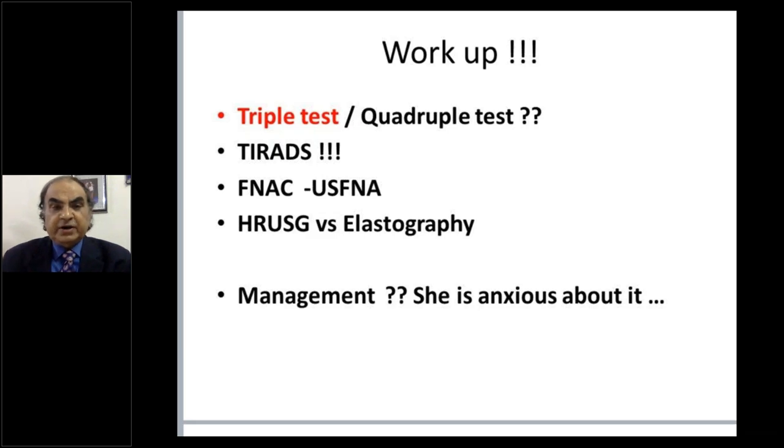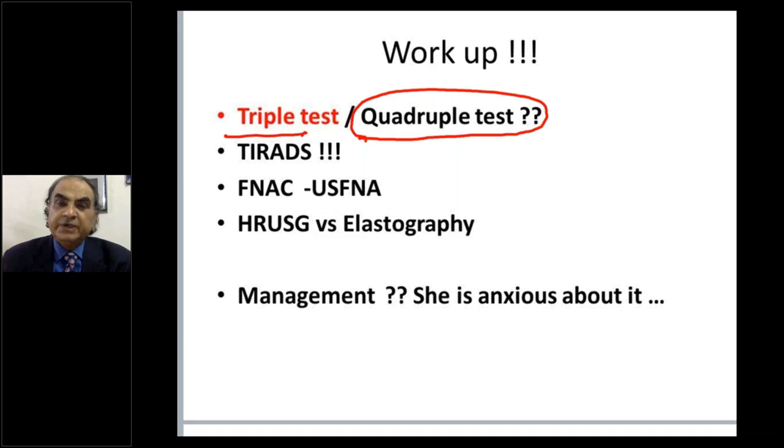So once you've made a clinical diagnosis, how do you approach it? A lot of us are taught, and I've already covered it in some previous webinars, the triple test, which is like in breast: clinical examination, imaging, followed by FNAC. And in fact, now the quadruple test, wherever there is a high risk of malignancy, and if we are looking at the familial or genetic basis to it, then we need to look at the gene profile, which is what is added.